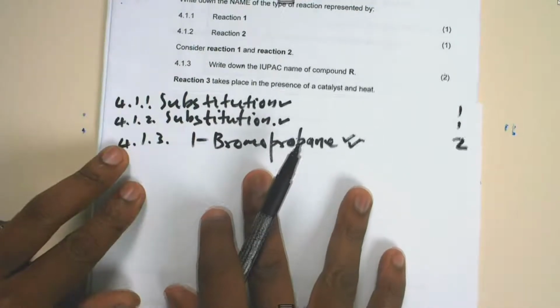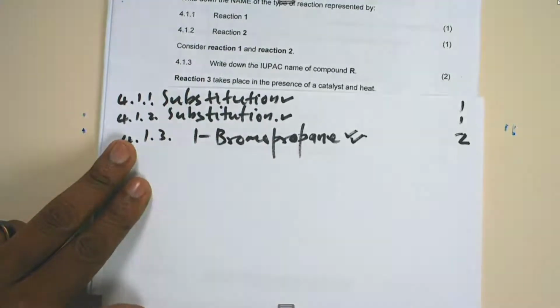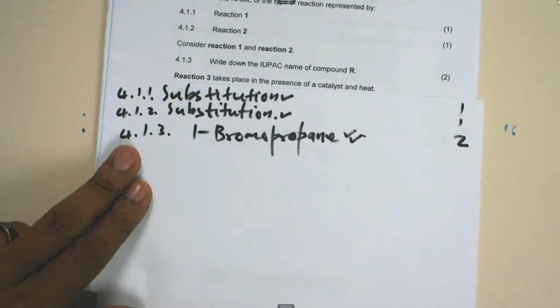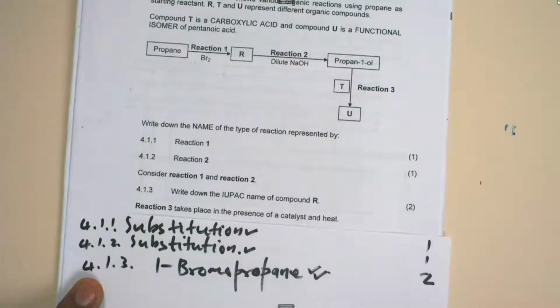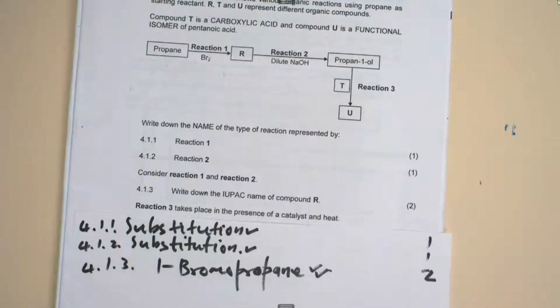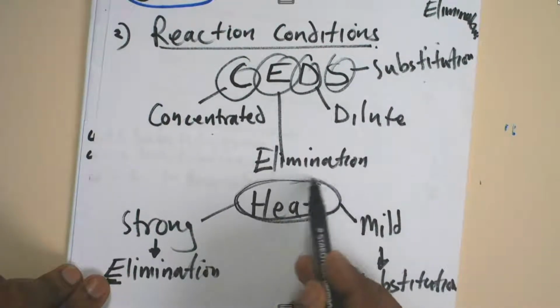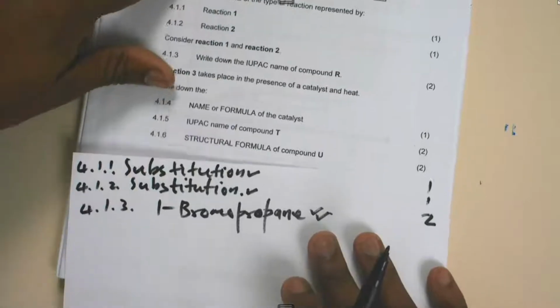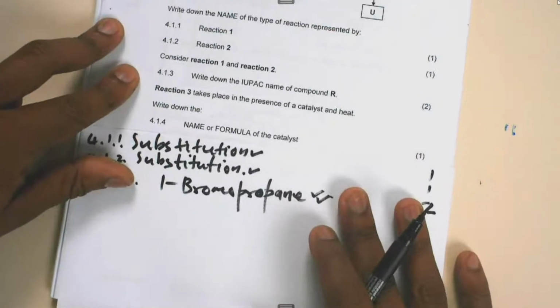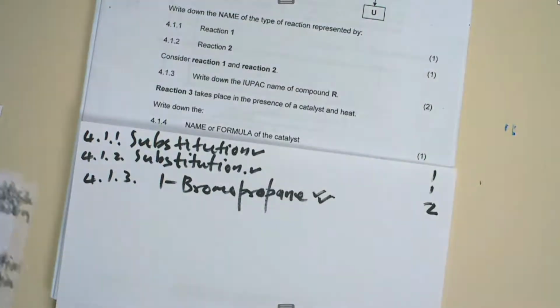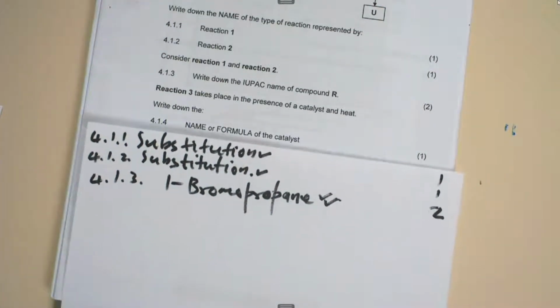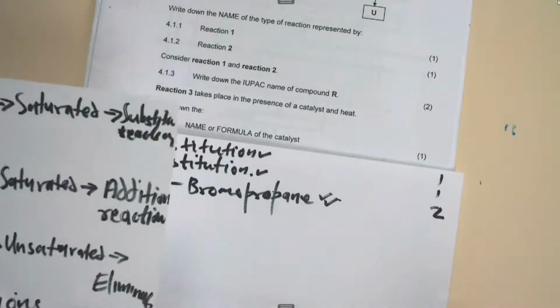Reaction 3 takes place in the presence of a catalyst and heat. That is now reaction C. Let's look at reaction 3. They say it takes place in the presence of a catalyst and heat. So where does it come from? It's now this part where they ask me about heat. Name of the catalyst. So we are starting from an alcohol. So probably it will be from saturated, and the heat is involved, so it has to do with elimination thereof.